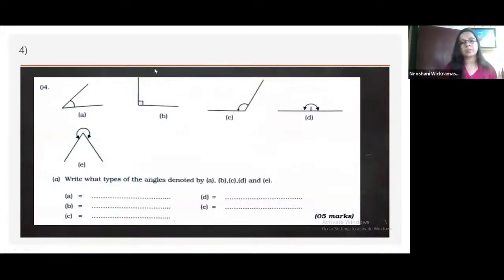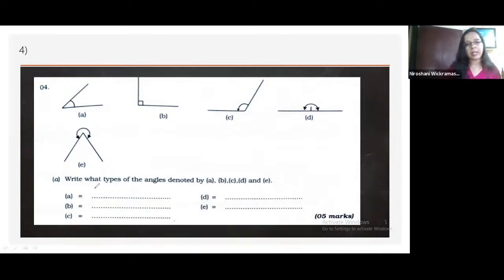Fourth question. Related to the angles, we have learned 5 types of angles in this grade. What are they? First one, acute angle, less than 90. 90 is there, then right angle. If it is more than 90, we learn it as obtuse angle. If it is a straight line, we learn it as straight angle. And if it is greater than a straight line, we learn it as a reflex angle.